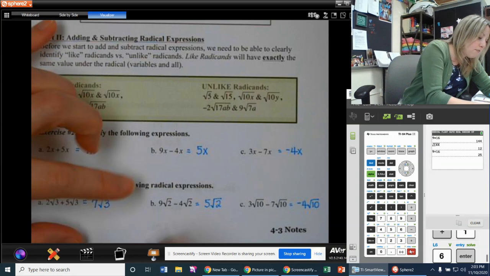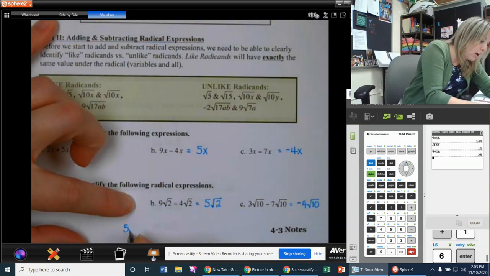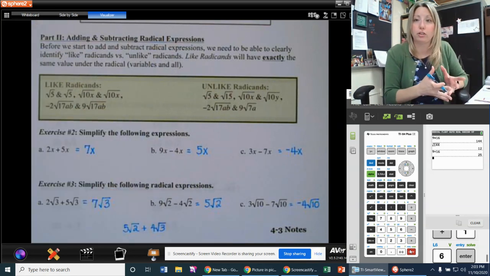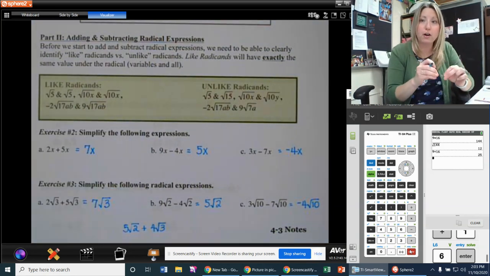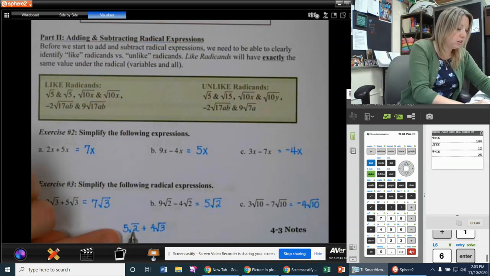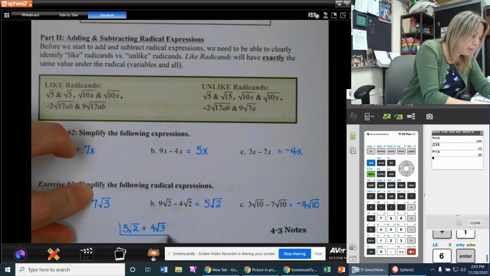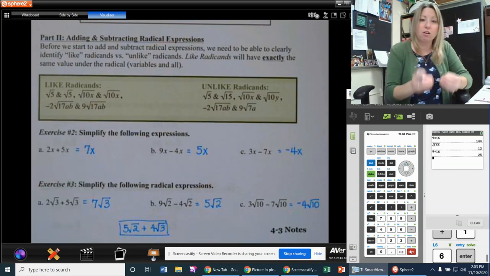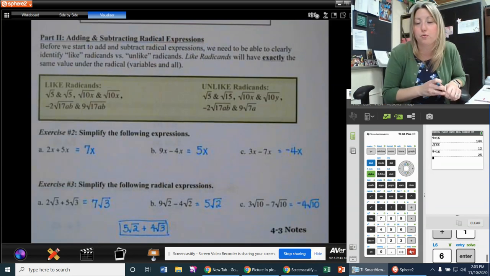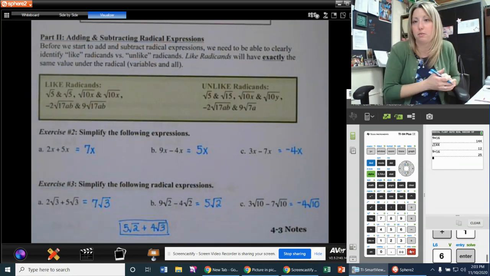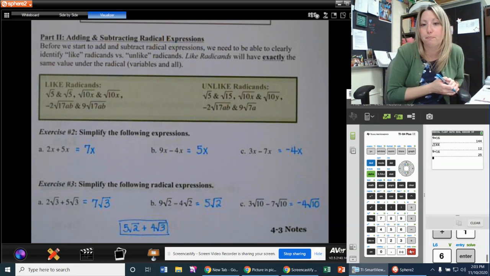So if you have a question like 5 radical 2 plus 4 radical 3, you cannot actually add them up. Your final answer is these radicals added separately like this. Because they are unlike terms, you cannot go any further. You cannot simplify further. That is as simplified as you can get. Okay?